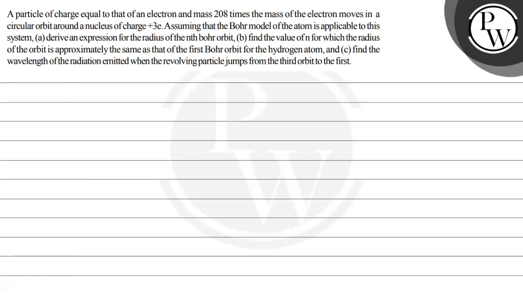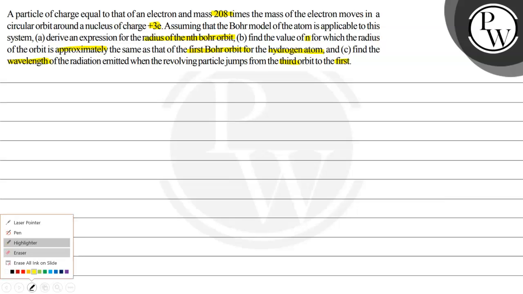So the question says a particle of charge equal to that of an electron and mass 208 times the mass of electron moves in a circular orbit around a nucleus of charge plus 3e. Assuming that Bohr model of the atom is applicable to the system, derive an expression for the radius of the nth Bohr orbit. Find the value of n for which the radius of the orbit is approximately the same as that of first Bohr orbit for the hydrogen atom, and C. Find the wavelength of the radiation emitted when the revolving particle jumps from the third orbit to the first.